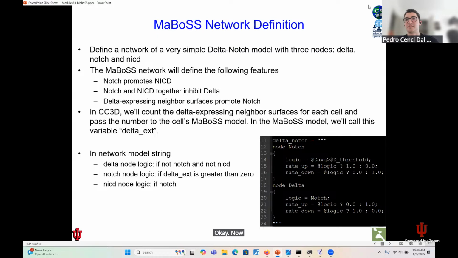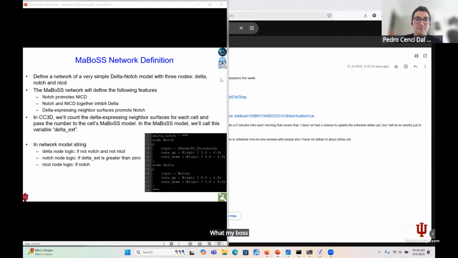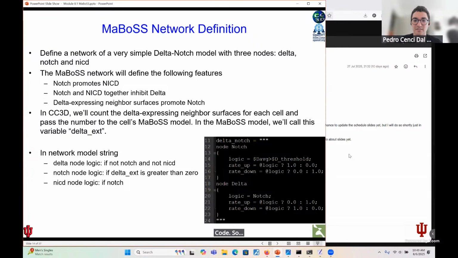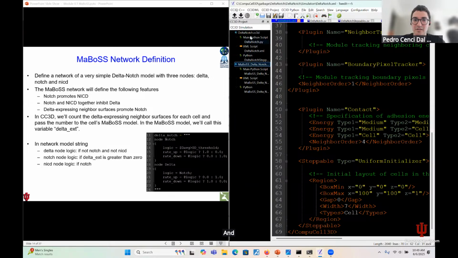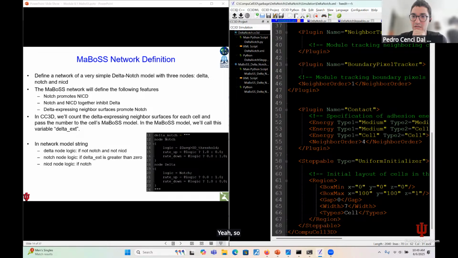Now, keep your code open. So with split screen, take a look at the code, and here we will compare side by side what MaBoSS is doing and what you have in your code. So this is MaBoSS, and I believe, yeah, so this is the original delta notch simulation.